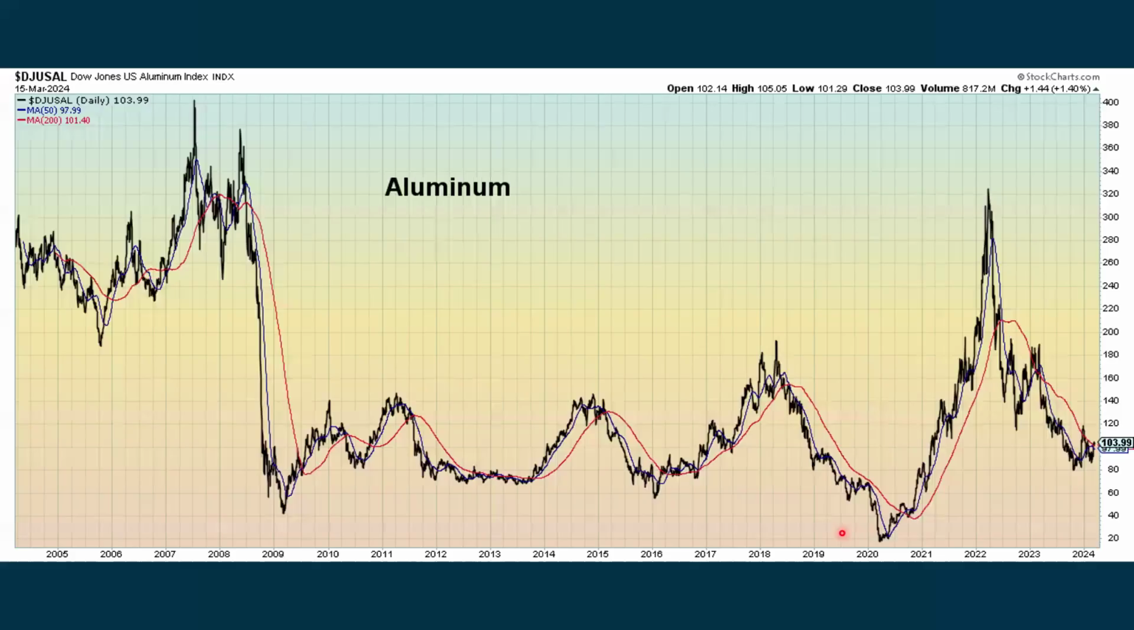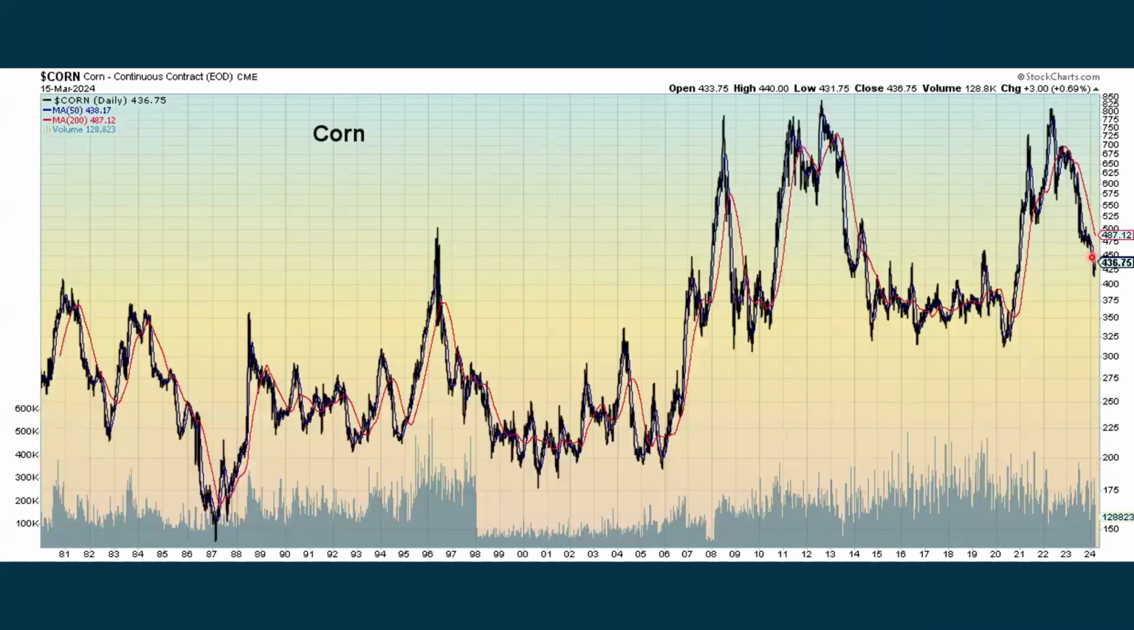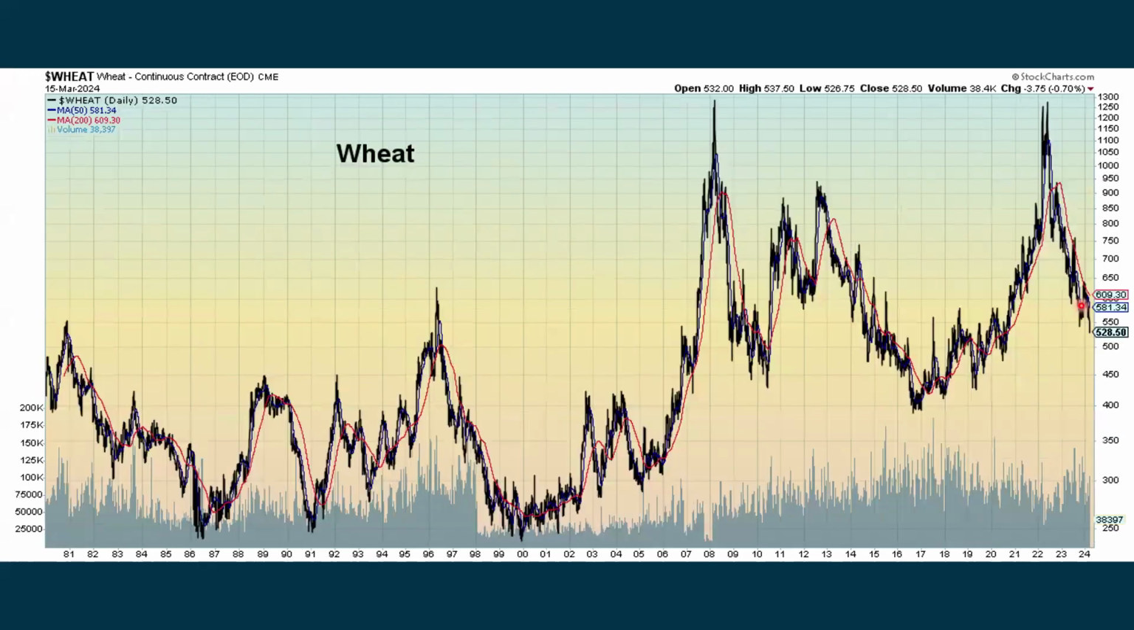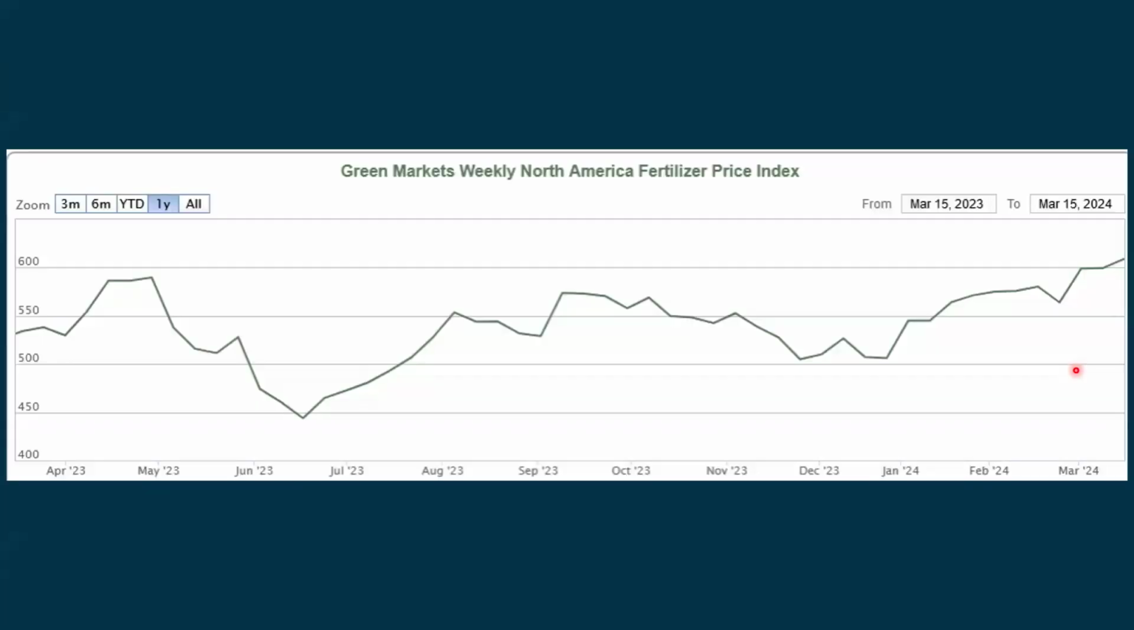Some other markets that we don't necessarily find ourselves involved in, but we just want to keep an eye on. Here's aluminum, which continues to be in a downtrend, even though it's been bouncing. Corn is in a more decided downtrend. Wheat has also been in a downtrend. So these things going down is typically seen as non-inflationary, or you could take the other side and say it's actually deflationary.